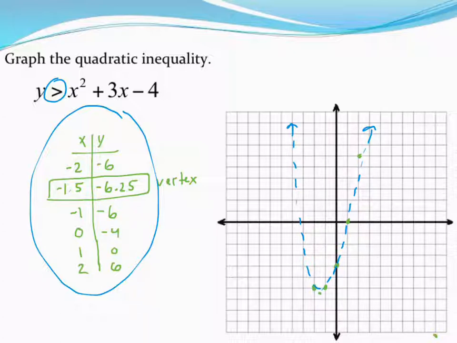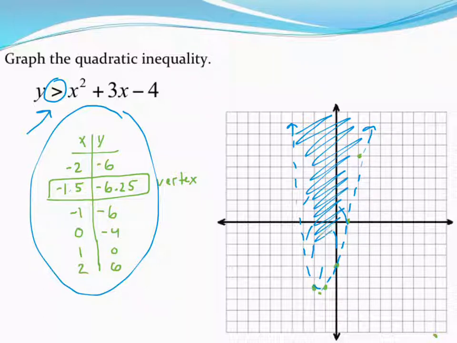And then finally for your shading, we're again going to follow the rules we've done in the past. This time it says to shade above, greater than. Greater than means up above. So putting your pen or pencil on the parabola, if you were to draw straight up from the parabola, no matter where you start from, you're going to end up being sort of inside the parabola. So this time our solution to this inequality is all the points that are inside of the parabola.